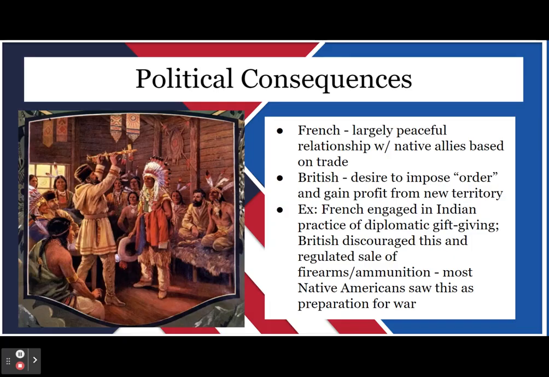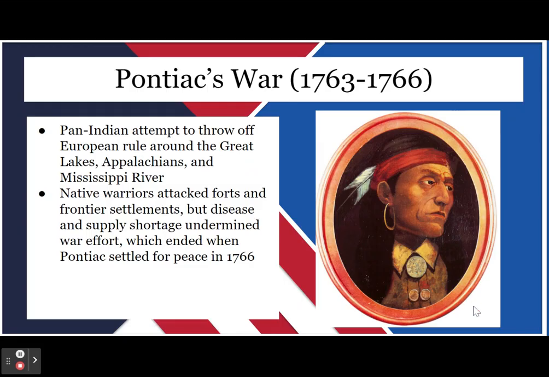Okay, so ultimately what's going to happen right after the French and Indian War ends, we're going to see the development of another conflict, this time between the British and the Indians. Okay, and this is Pontiac's War. So Pontiac was a very ambitious Ottawa leader who recognized the need for a sort of pan-Indian attempt as the only possibility to throw off European control. So to throw off European rule.